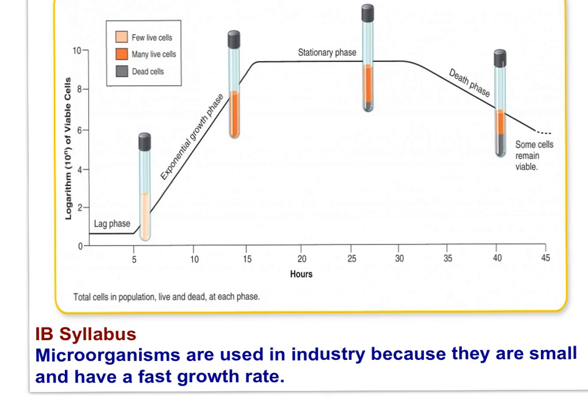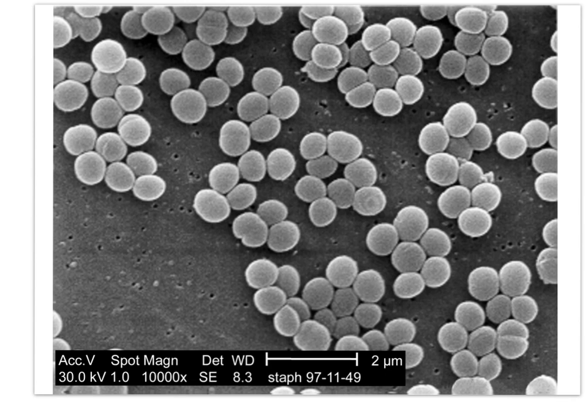A couple of things to emphasize. The relatively short time over which the population grows rapidly, and the y-axis is log scale, such that a single unit change on the scale represents a tenfold change in the size of the population of microorganisms. Remember that microorganisms are used in industry because they are small and have a fast growth rate.